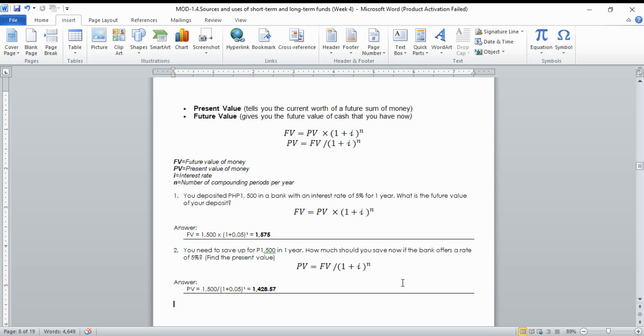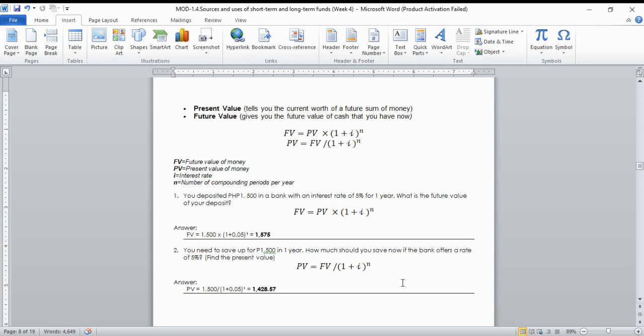We have here a word problem related to future value. You deposited 1,000 pesos in a bank with an interest rate of 5% for 1 year. What is the future value of your deposit? For your formula, we have present value times the quantity 1 plus i raised to n. For the present value, we have 1,500 pesos. For the interest rate, we have 5%, and of course raised to n, the number of compounding periods per year, which is 1 year.